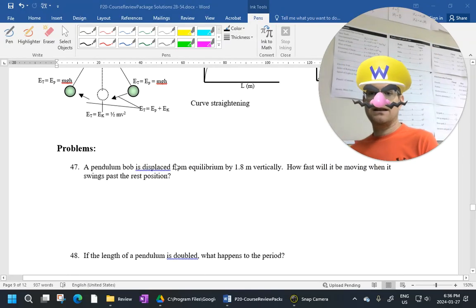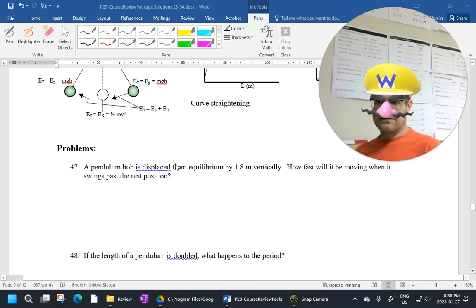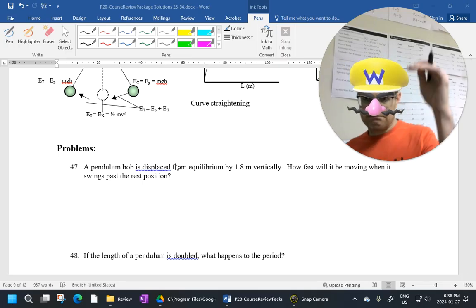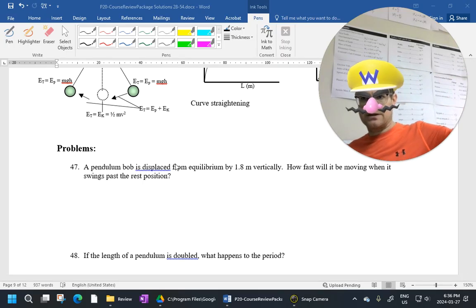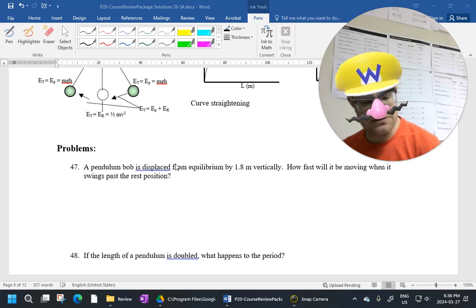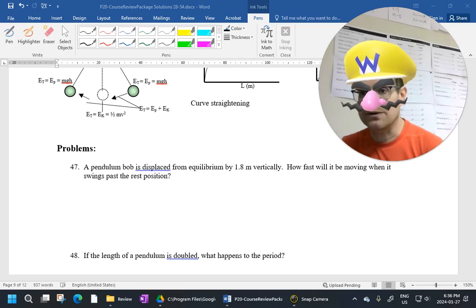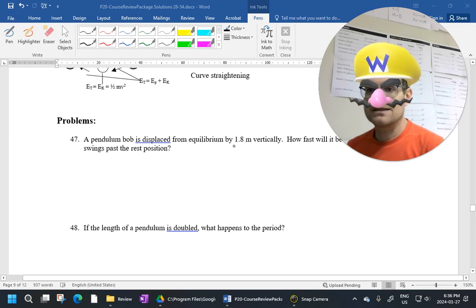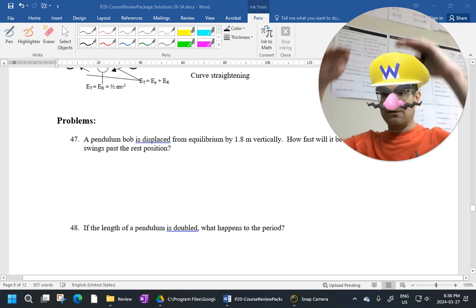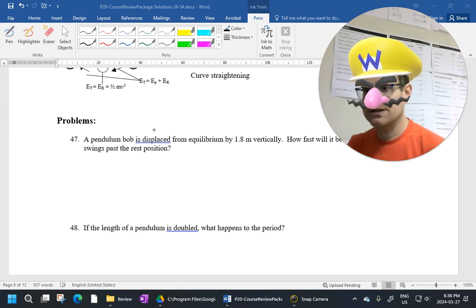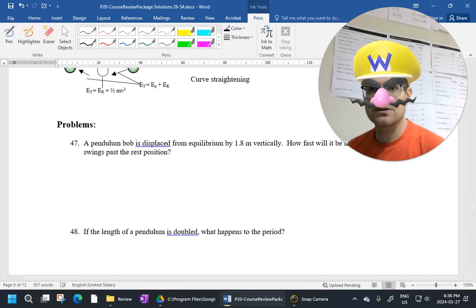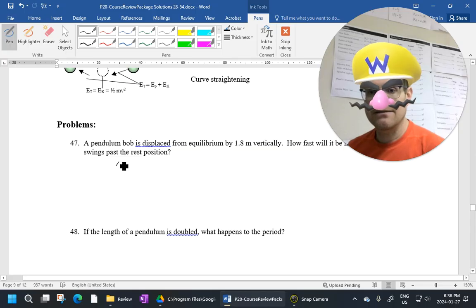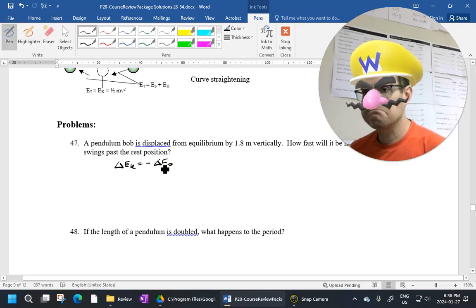All right. So a pendulum is displaced a certain distance, like this, placed vertically. How fast will it be moving when it swings past the rest position? This is just an energy question, essentially. If I displace it vertically, it's going to have to come down that much height. So there's going to be a change in potential. If I lose potential, I gain kinetic. So exactly what we just talked about in the previous question, that if I lose one type of energy, I have to gain the other type of energy, right?